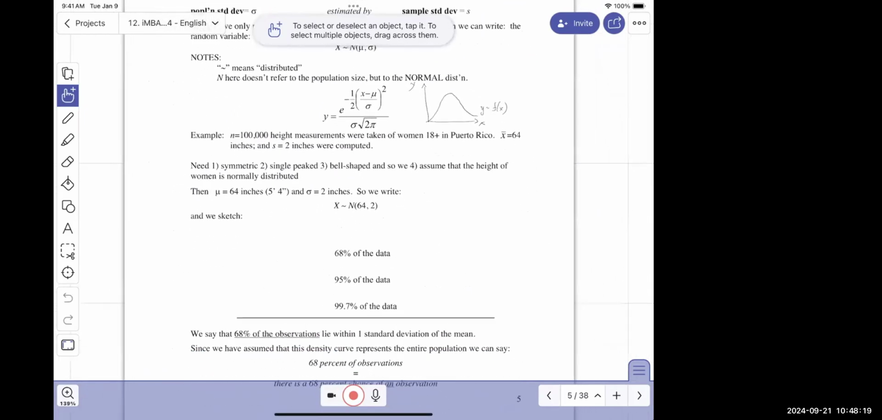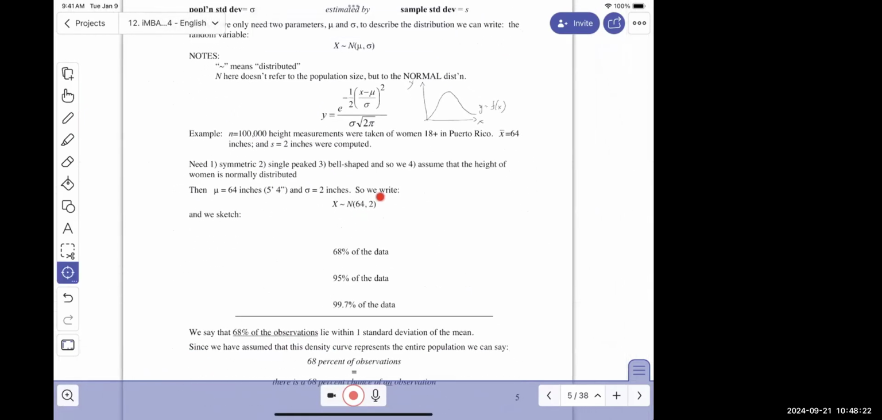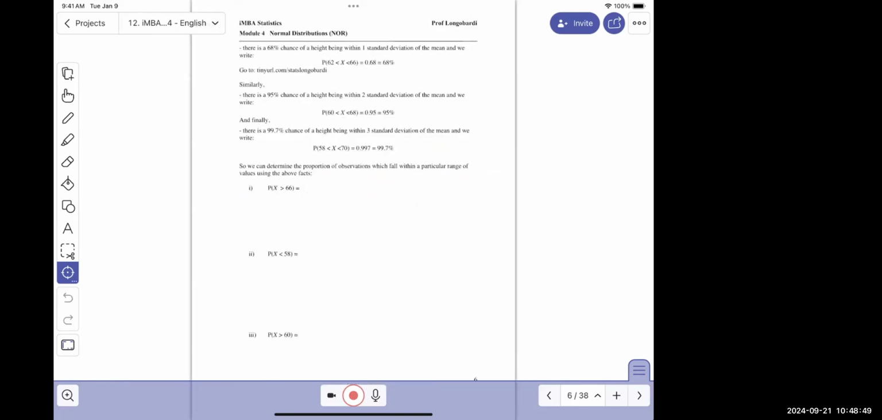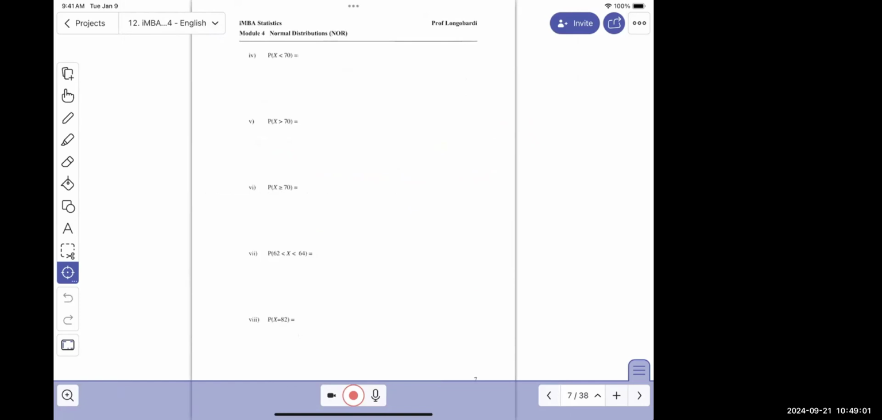All right. So here's another example that I give, but using particularly this example of 100,000 height measurements of women where the mean is 64 inches and the standard deviation is 2 inches. And we see the shape is symmetric, single peak, bell-shaped, and we feel we can assume the height of women is normally distributed, and we can draw the curve here. And then use that to make estimates. So I have a bunch of examples here where I make those estimates using the curve. And I'll just refer you to look at that.